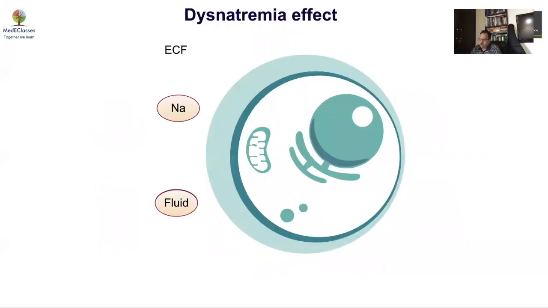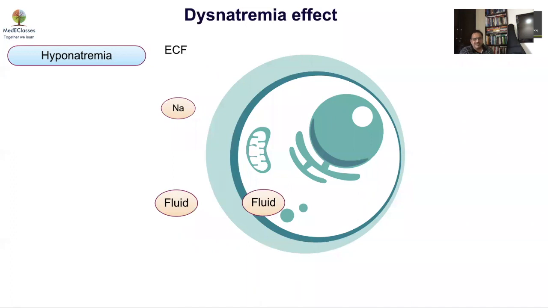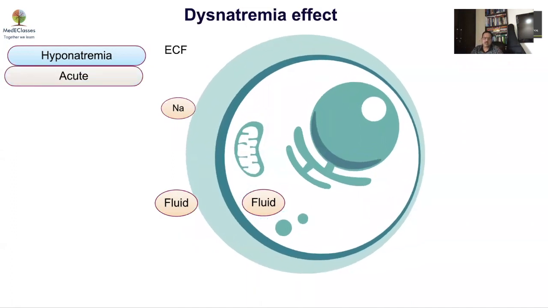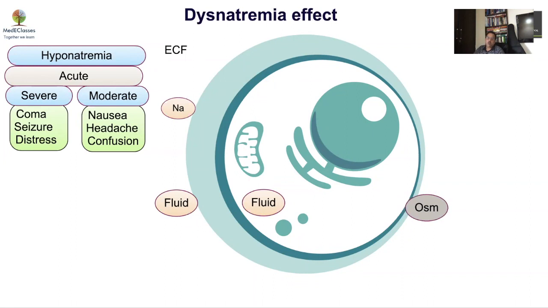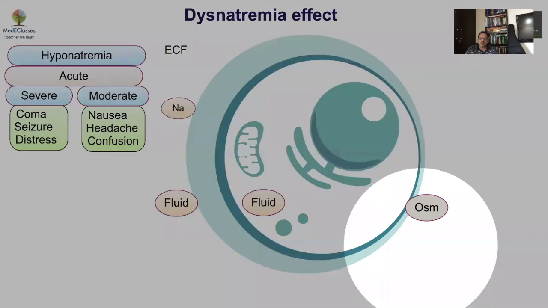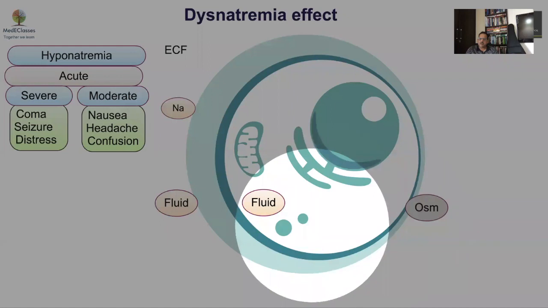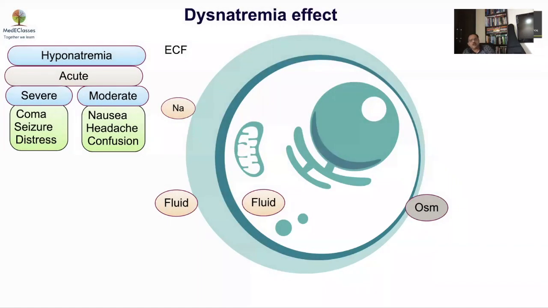Now, to understand what happens if this delicate balance is lost, we need to understand that osmolality and serum sodium are among the most regulated parts of our entire homeostasis. Even a 1%, 2% change will have a huge impact. So in conditions of hyponatremia, the fluid goes inside the cell, causing cell swelling, resulting in acute changes of coma, seizures, and distress. If it's moderate, it will cause nausea, headache, and confusion. With some time the cells will adjust, the osmoles will be taken off, so these osmoles are excluded from the system.